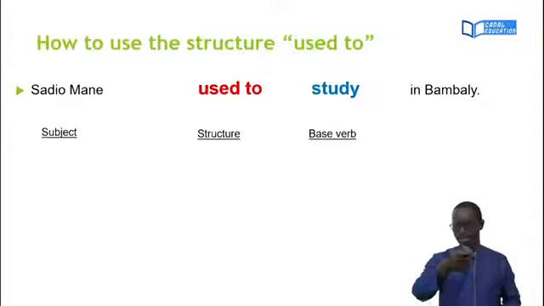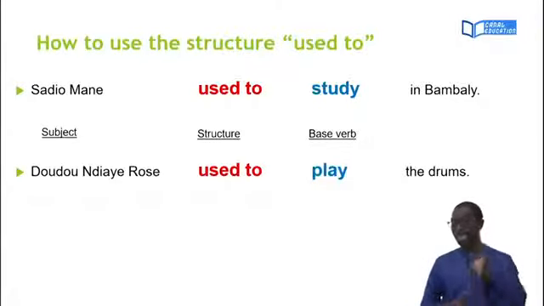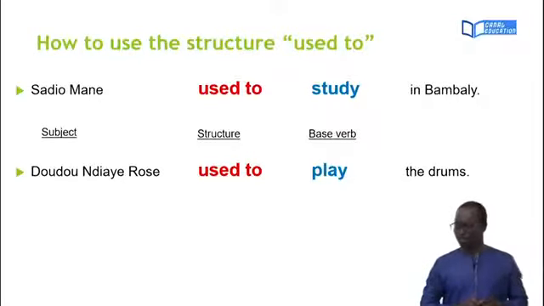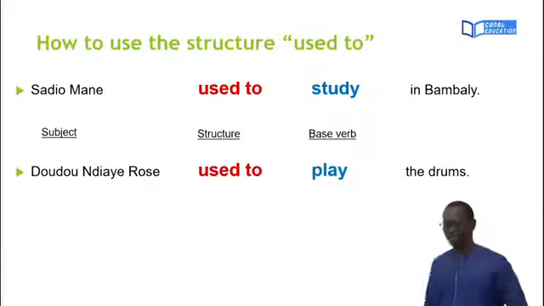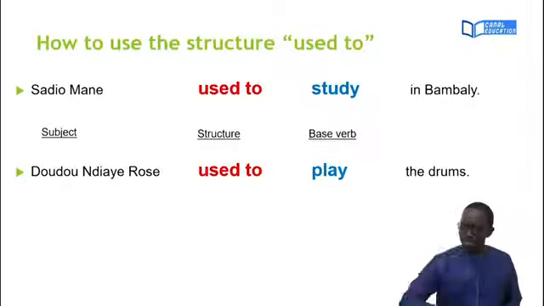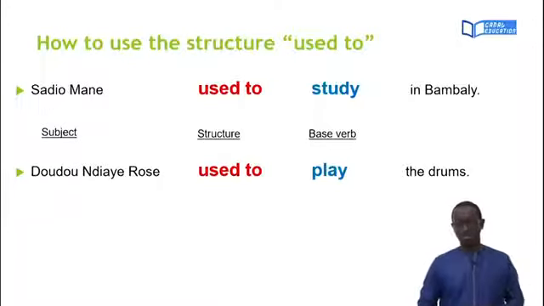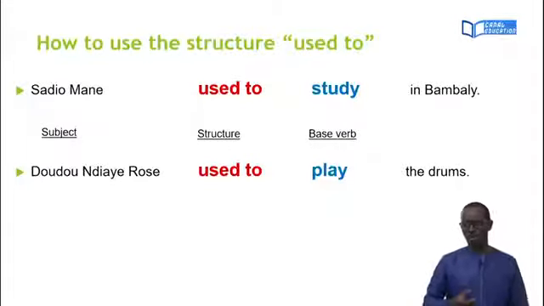Let's see another example. Now you're going to do this one for me because I did the first one. Now the second one is for you. What does Tunjairo represent? I'm waiting. The subject. And what about used to? I'm waiting for your answer. Very good. The structure. And play, what is it? The base verb. That's wonderful. So, meaning what? Explain what base verb means. Okay, meaning the infinitive form of the verb without to. Very good. So now let's move forward.